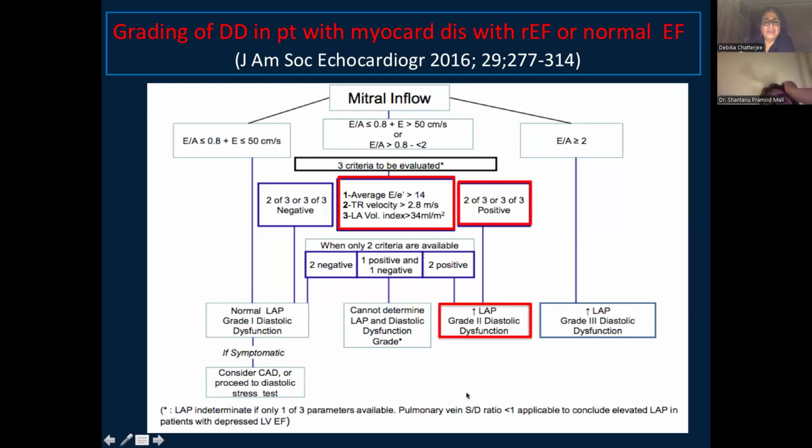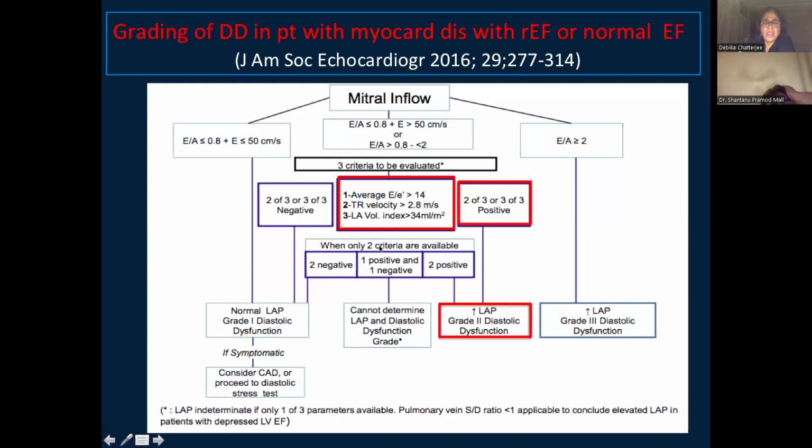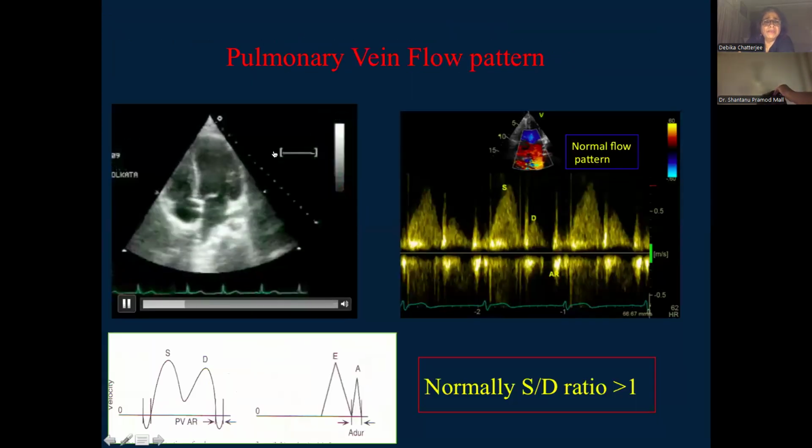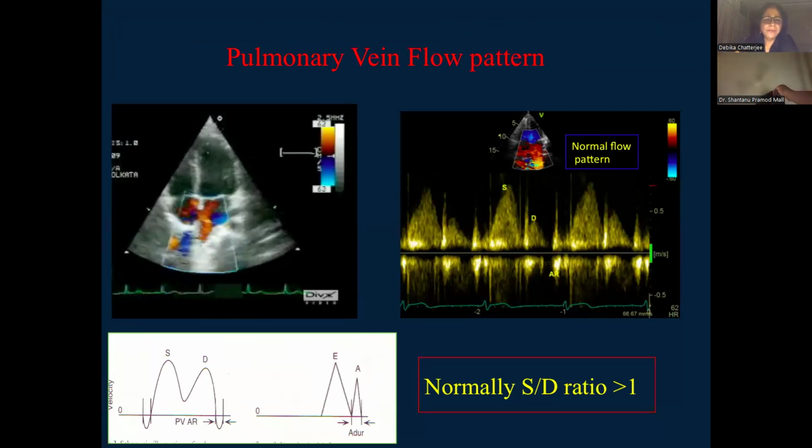And then let us go to the next case, as I said, 1 positive, 1 negative. You cannot determine, and you may look for the pulmonary venous systolic diastolic wave. Here is the way to look for the pulmonary venous flow pattern.